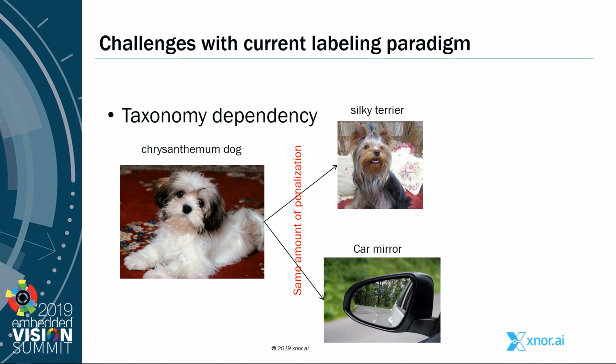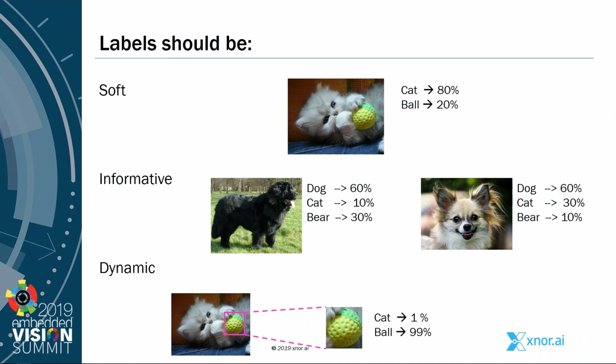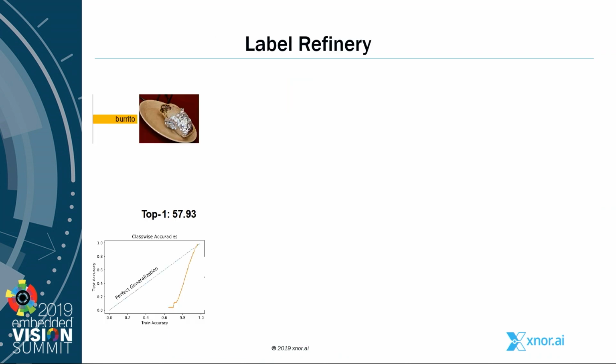So the ideal label for us should have these properties. It should be soft, meaning that it can capture all the categories of objects inside the image. It has to be informative, meaning that if there is an object that has some similarity with other objects, for example, a dog which is similar to a bear, it should capture that as well. And it has to be dynamic, meaning that for different crops, for different parts of the image, it should produce different labels. But how should we build that? This is very difficult. This is not something that you can hand out to Amazon Mechanical Turk to do this labeling for you. So in order to do that, we built a new approach for that.